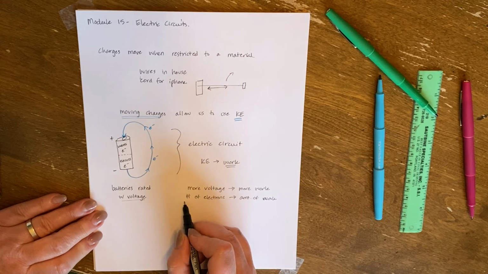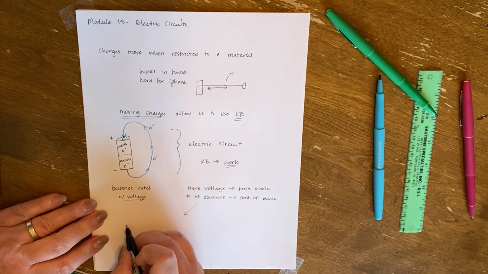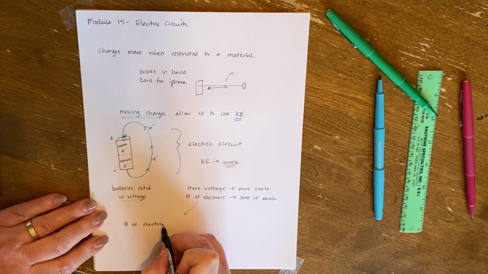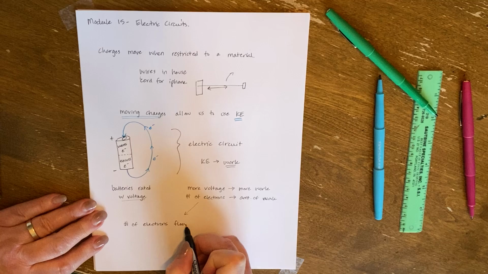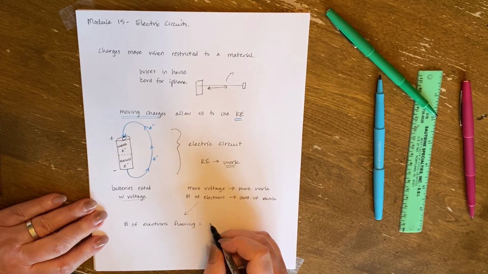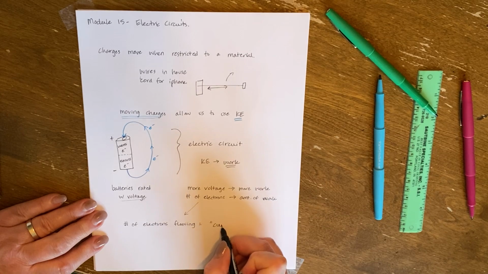So this number of electrons flowing is what we commonly call the current.